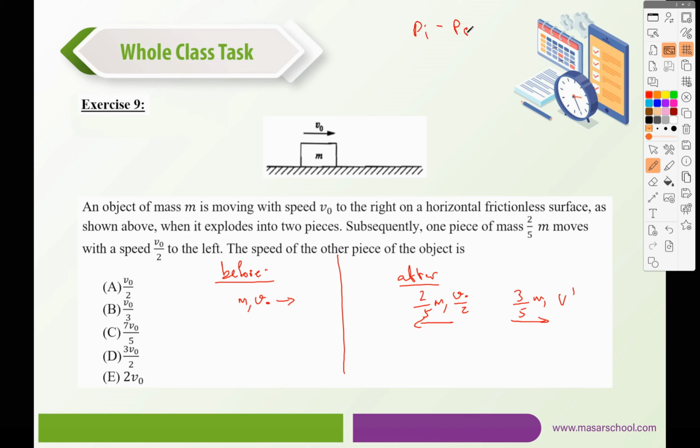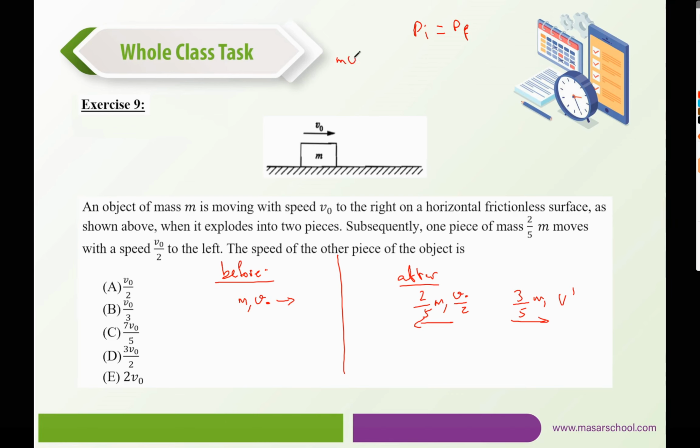P initial should be equal to P final, and mv0 would be equal to 2/5m multiplied by minus v0/2 plus 3/5m multiplied by v prime. So let me write the equation again. Here we have a minus sign plus 3/5m multiplied by v prime. Now m with m would cancel, 2 with 2 would cancel, then we would have v0 is equal to minus v0/5 plus 3/5 v prime.